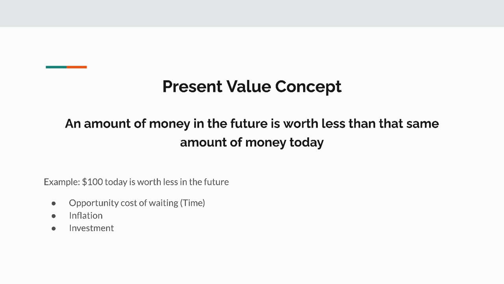Number two is inflation. That's the overall increase in prices. Let's say you go to the store right now and buy a certain amount of bread for $5. 20 years from now, that bread is going to be more expensive, so you wouldn't be able to afford it with $5 anymore. Therefore, your money in the future is going to be worth less.